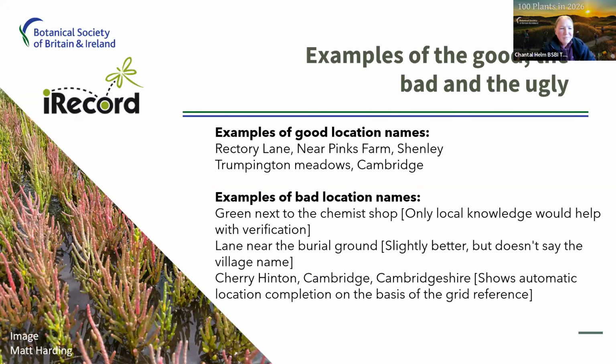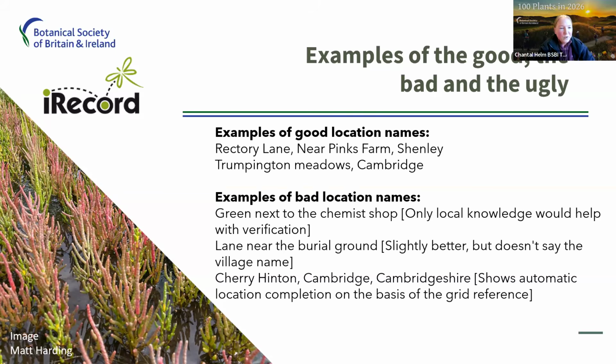And then some not so good examples of locations. The green next to the chemist shop. That doesn't really give you lots of information to help with verification, because where is that, which town, which village? Only local knowledge will tell you where that is. The lane near the burial ground. Again, it's a bit better, but it's not giving you a village name or anything else like that. So again, you're not going to know where that is.